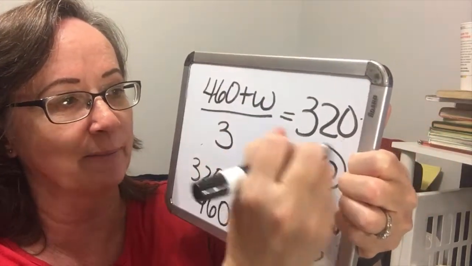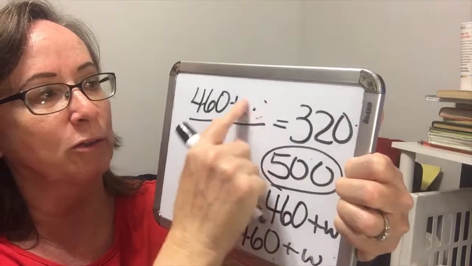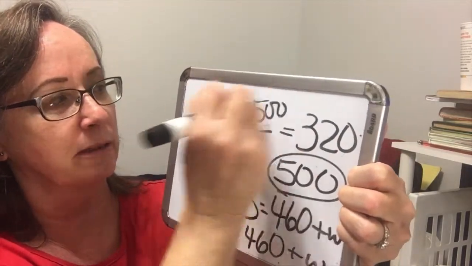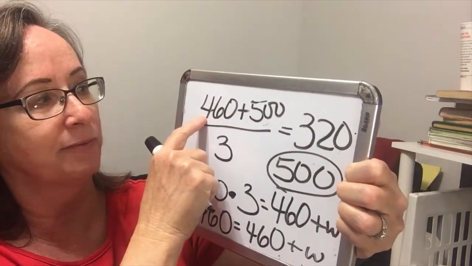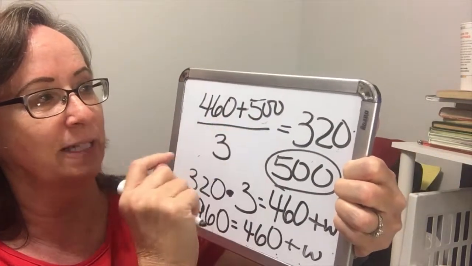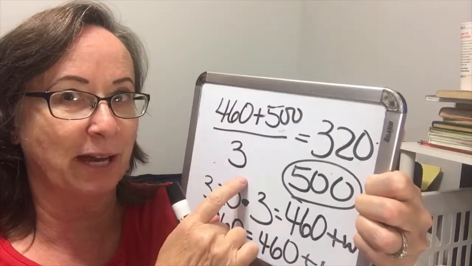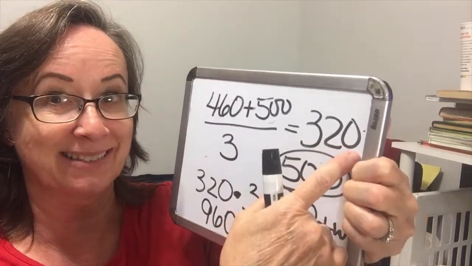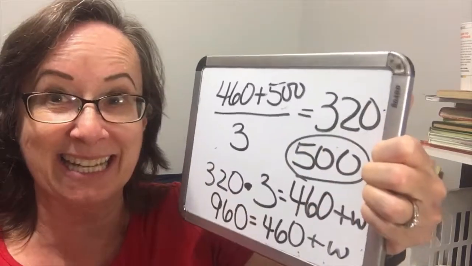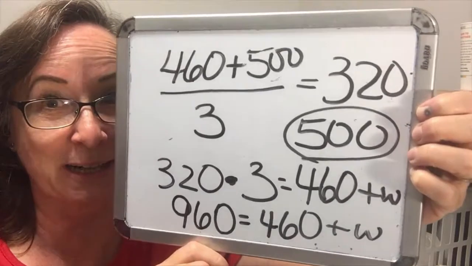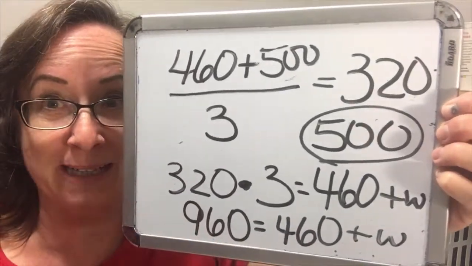Now let's check it. That means we're going to write right here, we're going to write 500 pounds. So we have 460 plus 500 is 960. And 960 divided by 3 gives us 320. And we guessed it. We didn't guess it. We worked it out. Okay, so now we're going to come back with your practice problem.